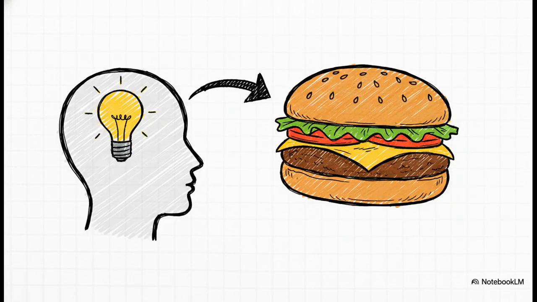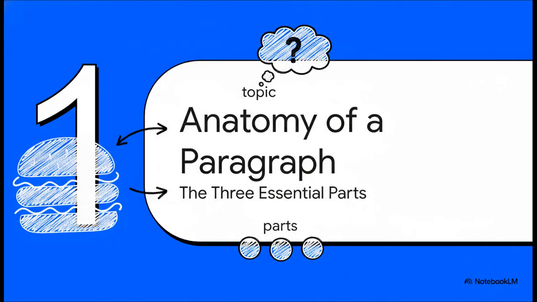And here it is, the secret weapon, the trick to making this all stick. Are you ready? Think of your paragraph like a hamburger. I know, it sounds a little goofy, but stick with me. This one simple picture is going to make everything totally click. You see, every great paragraph, just like a classic hamburger, really only has three essential parts that hold the whole thing together. So let's break down that anatomy, shall we?